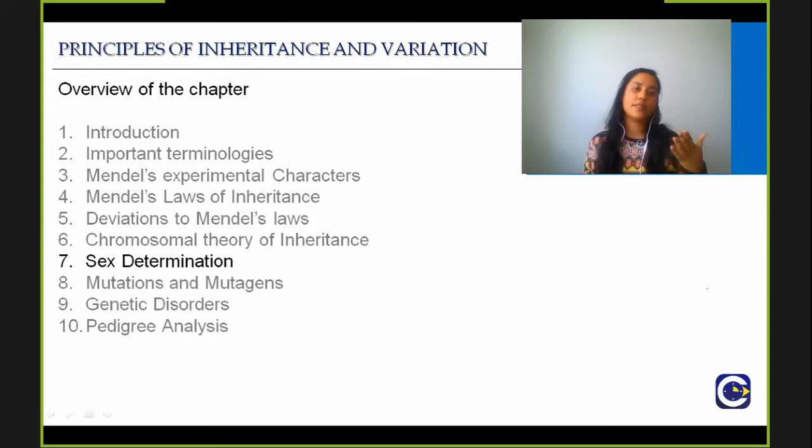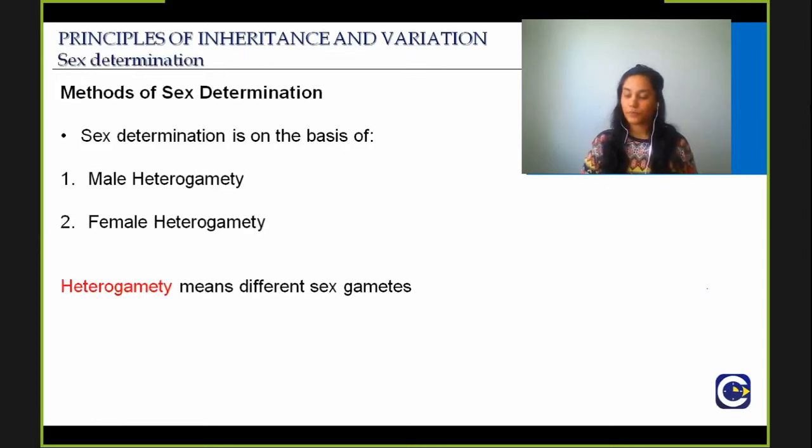So today's topic is sex determination. We have already finished 6 major topics. Did you realize? That's why, with genetics, we take just small portions every day. Let's begin. So methods of sex determination, there are 2: male heterogamety and female heterogamety.